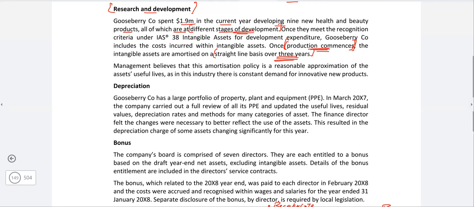Then it says the management believes that this amortization policy is a reasonable approximation of the asset's useful lives, and in this industry there's a constant demand for innovative new products. So if there's a constant demand, you need to confirm whether this development will stay alive for 3 years, because obviously the amortization represents for how many years the entity will be getting the benefit. Okay, so let's write a few substantive procedures.